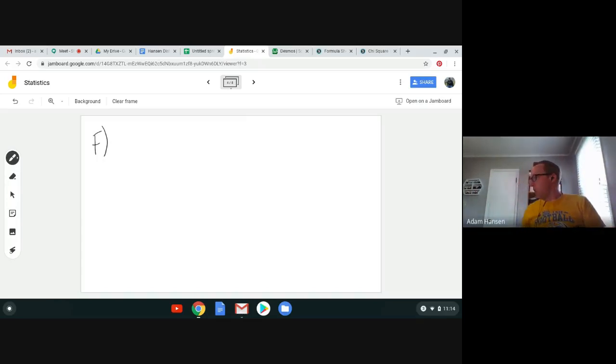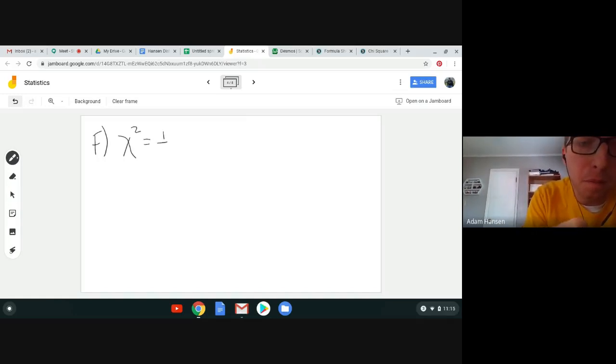All right, so for rolling a 1, we got 11, we expected 10. So 11 minus 10 is 1. 1 squared is 1, divided by 10. This is chi-squared. For the 2's, we had 7 2's, we expected 10. 7 minus 10 is negative 3. We square it to make 9. 9 divided by 10. For the 3's, we rolled 9 3's, we expected 10. 9 minus 10 is negative 1. Negative 1 squared is positive 1, divided by 10.